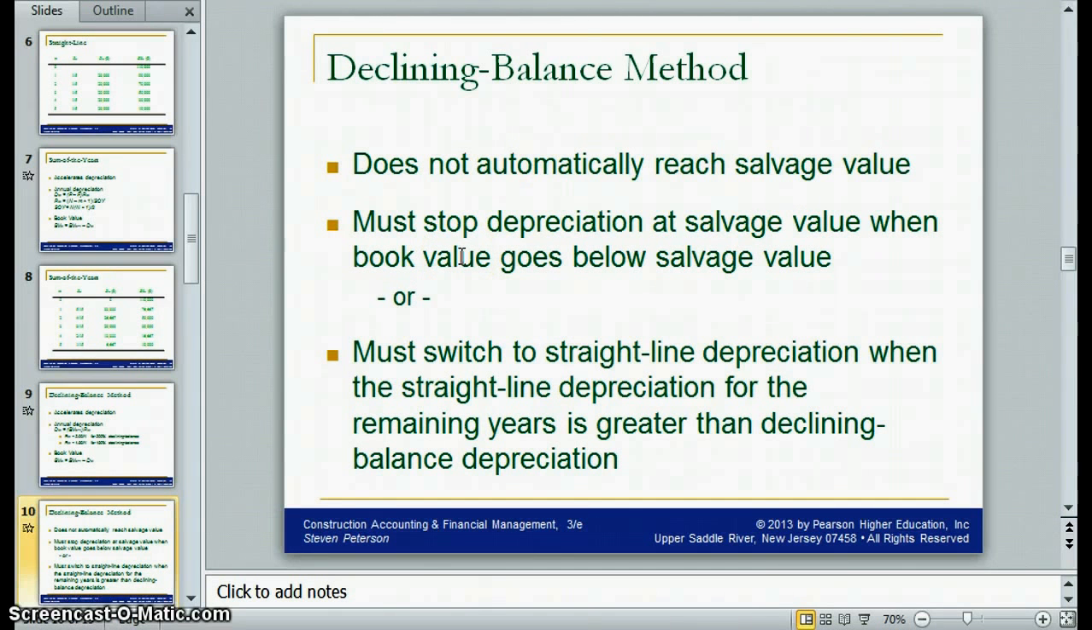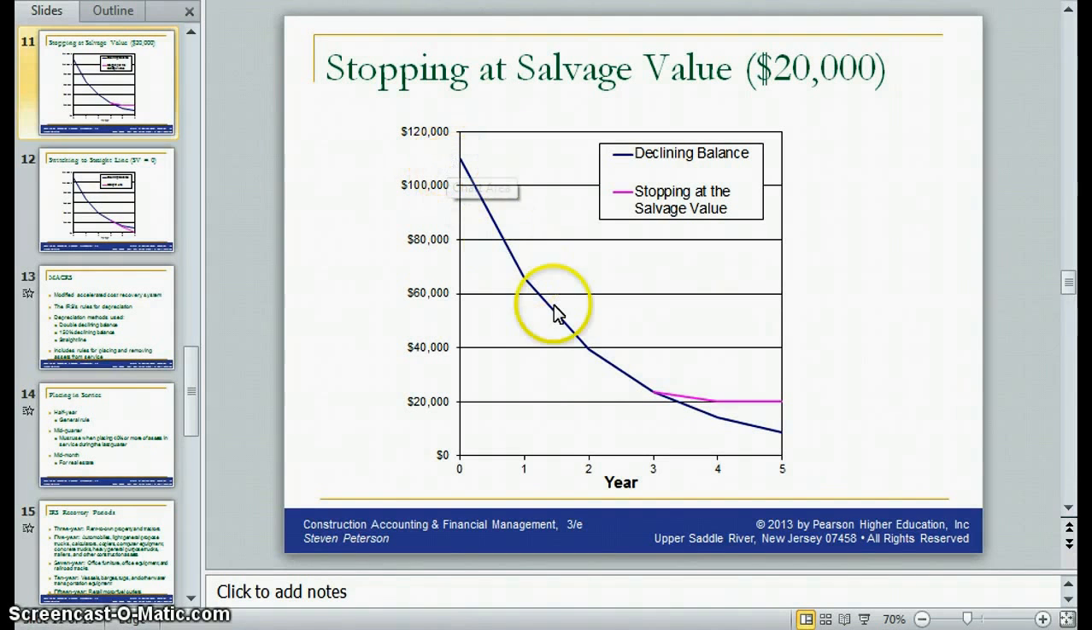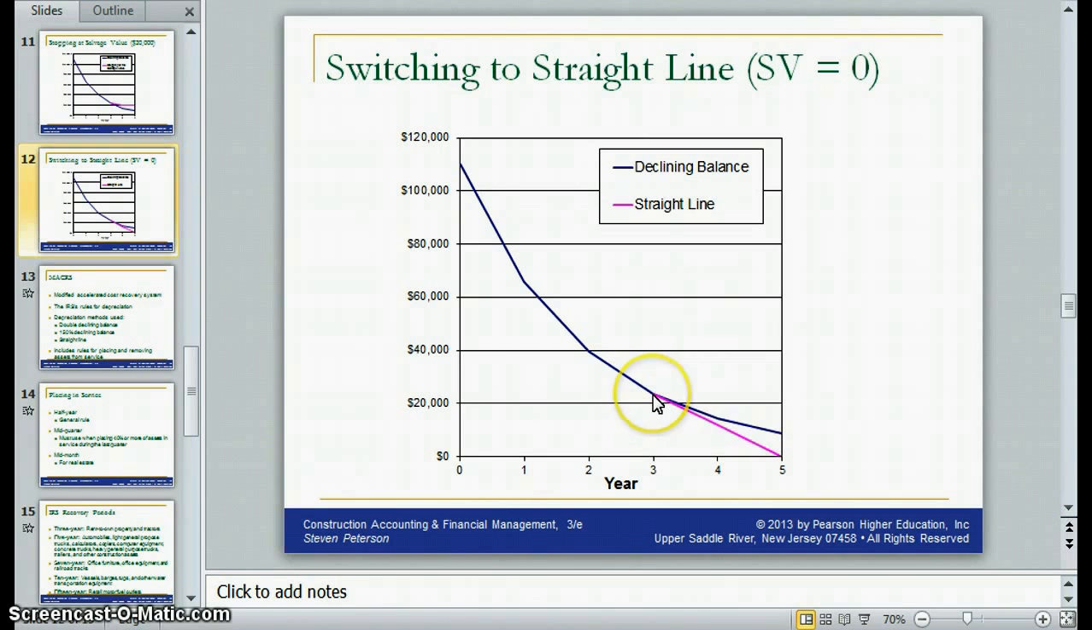The declining balance method does not automatically reach a zero salvage value. Okay, there has to be some adjustments, and here's an illustration of what we see using the declining balance method on a $110,000 asset. We see how steadily the asset depreciates until it reaches year 3. In year 3, we need to make an adjustment and use the straight line method from year 3 to year 5 in order to reach a zero salvage value.